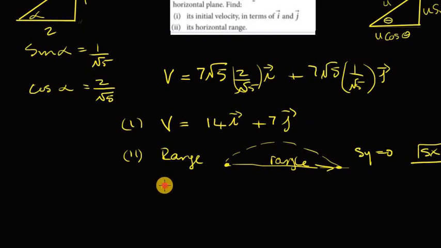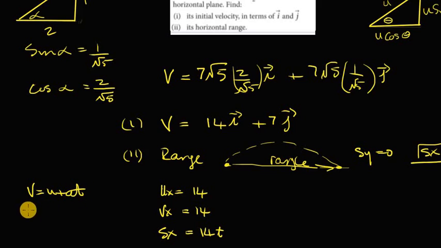At this point I'm going to write down that u of x is equal to 14. V of x never changes, that's always going to be 14 as well. These are meters per second. And s of x is equal to 14t. I'm getting these from the two formulae: v is equal to u plus at, but there's no acceleration in the x direction, and s is equal to ut plus a half at squared, but again there's no acceleration, so I'm just left with ut. So 14 times t.